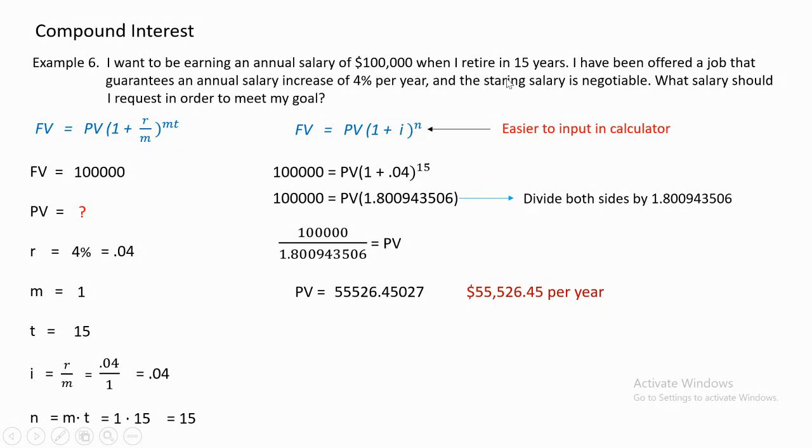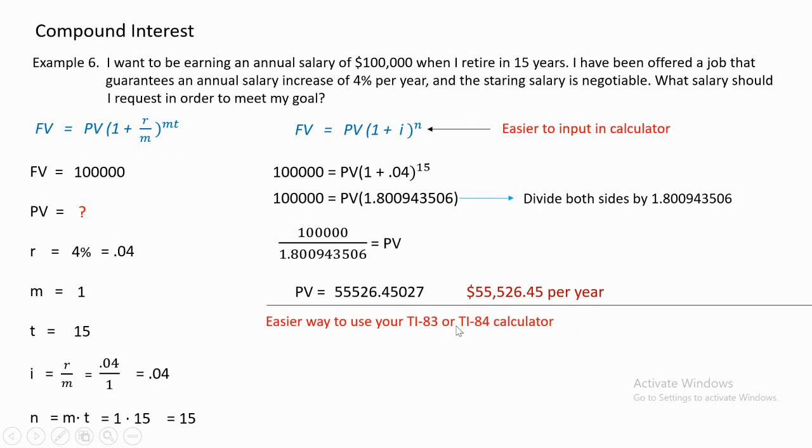So in order to meet this person's salary, which is negotiable, he or she needs to ask for this amount per year. Then there's going to be a 4% increase every year. So this is the amount that this person has to ask for.